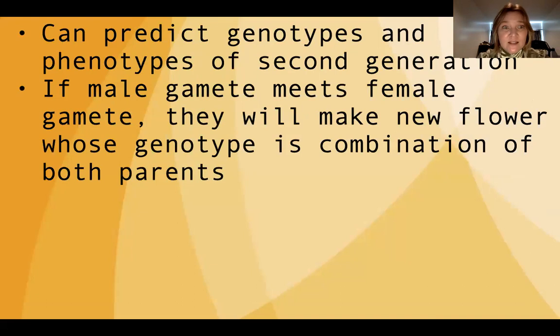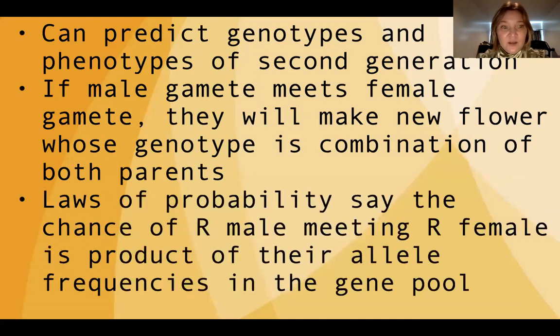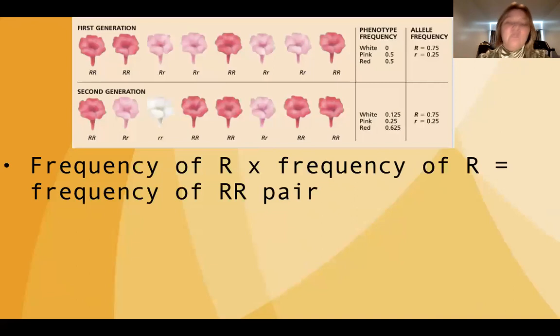If a male gamete meets a female gamete, they will make a new flower whose genotype is a combination of both parents. The laws of probability say that the chance of a big R male meeting a big R female is a product of their allele frequencies in the gene pool. So again, we take our allele frequencies if we're going to predict what the probability of having a homozygous dominant in the second generation, it's going to be a product of their allele frequencies.